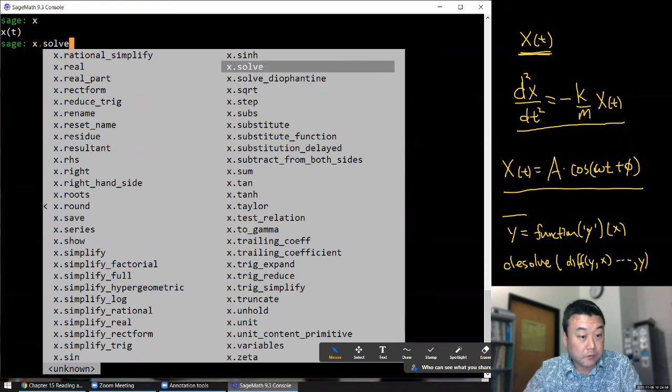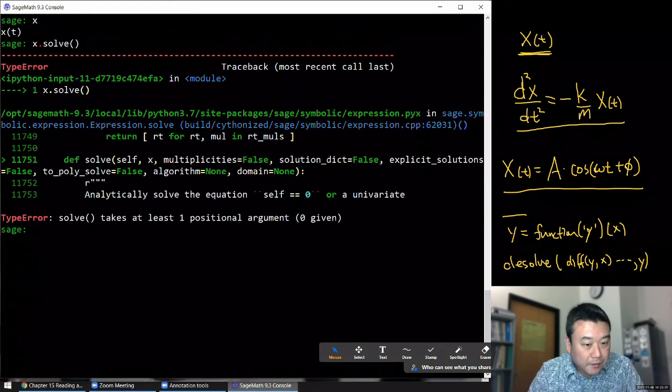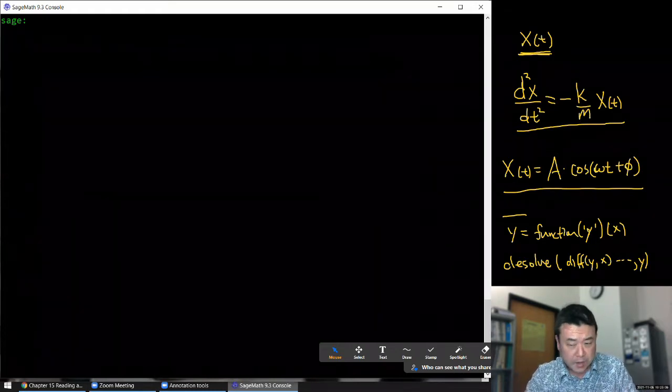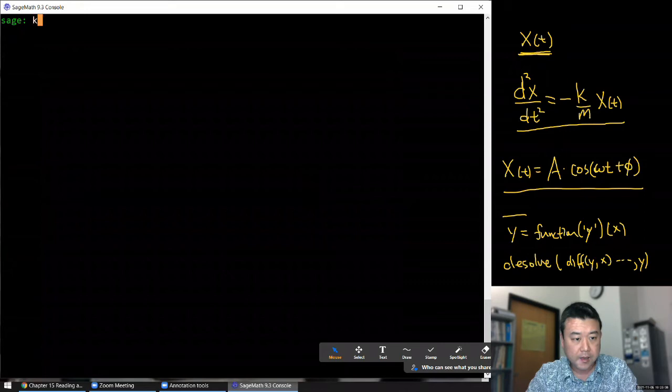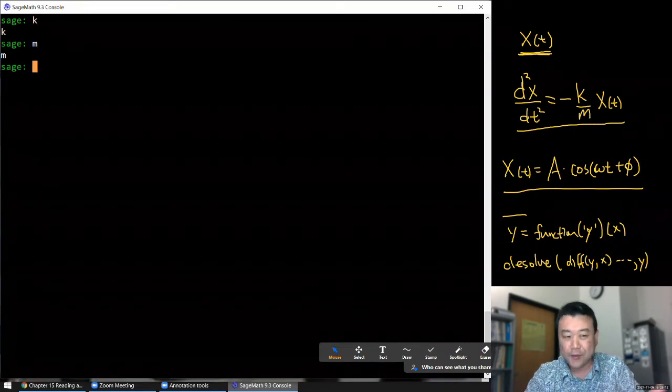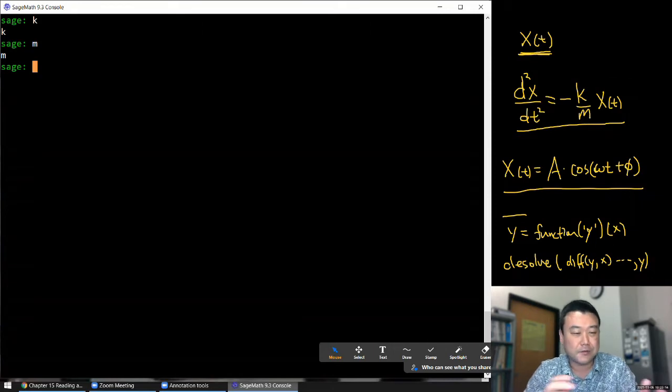And what does that do? I don't know. I don't want to do it. Okay, so I have that. I have k, m, and this is an object that SageMath knows what to do with. Like a is not declared, so it can't do anything.